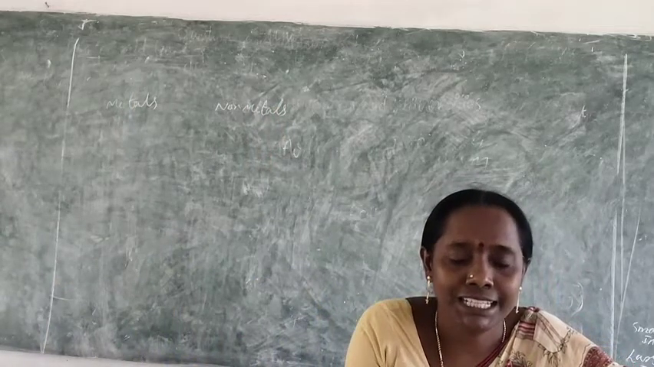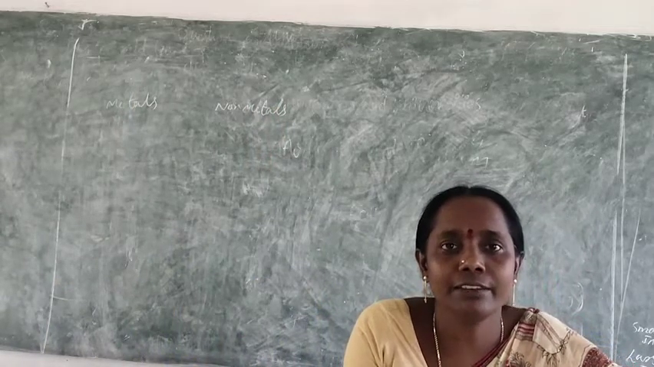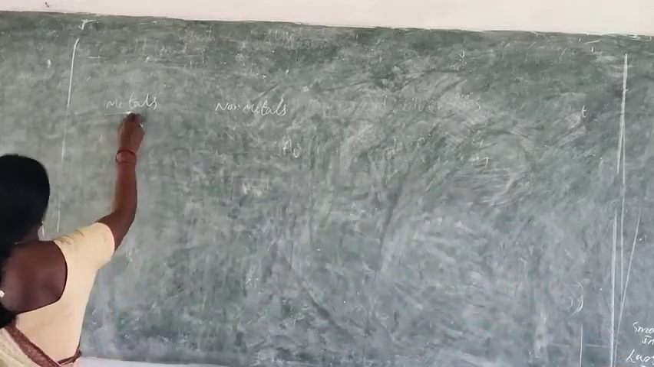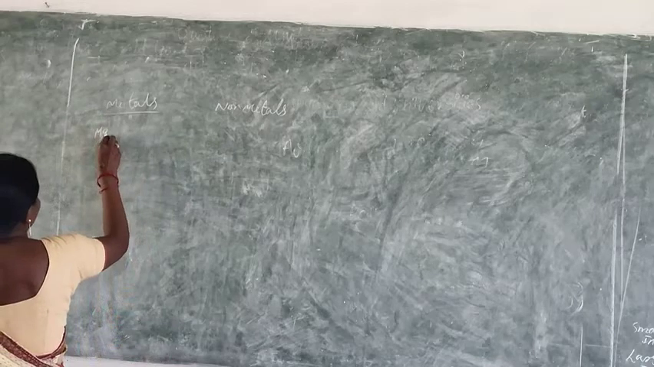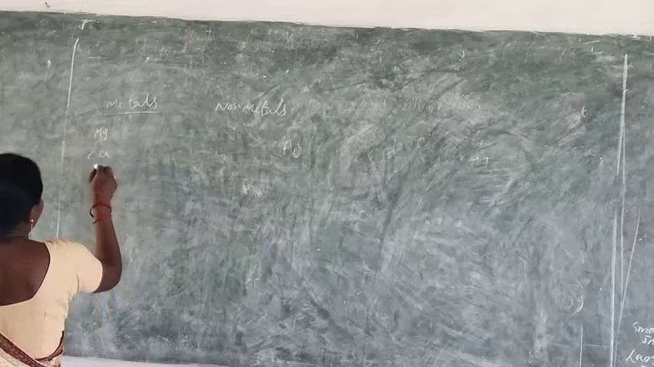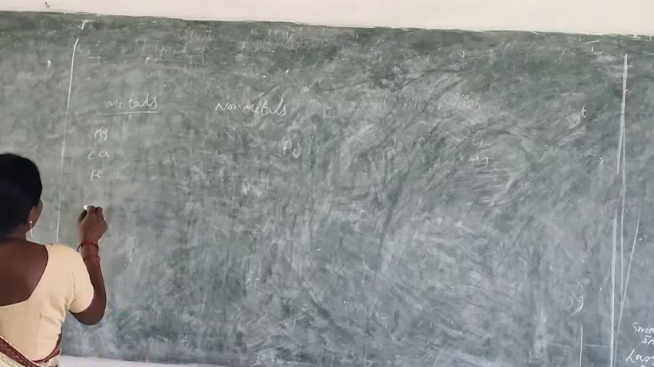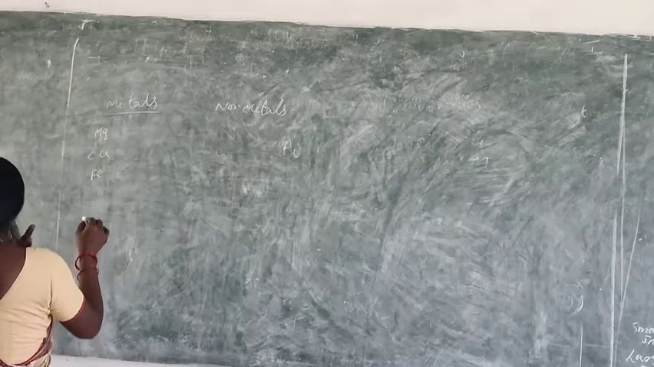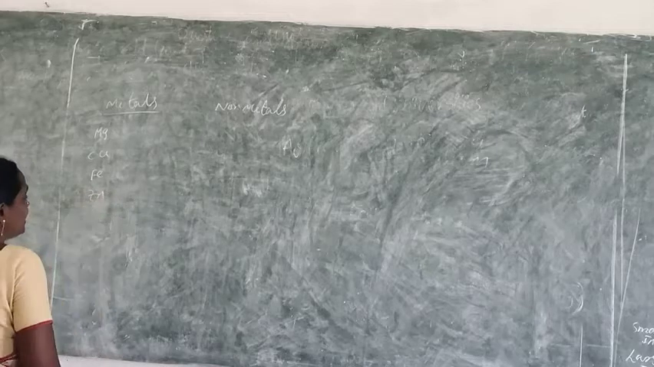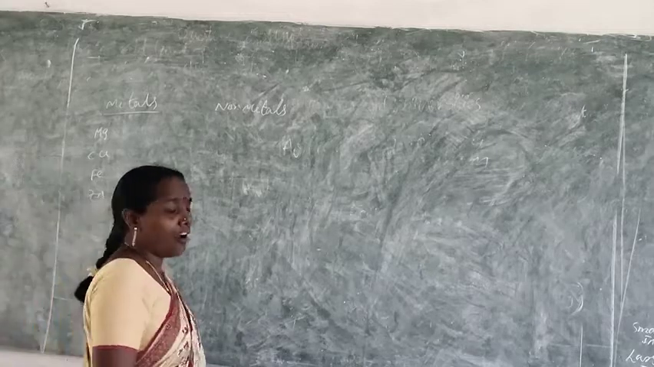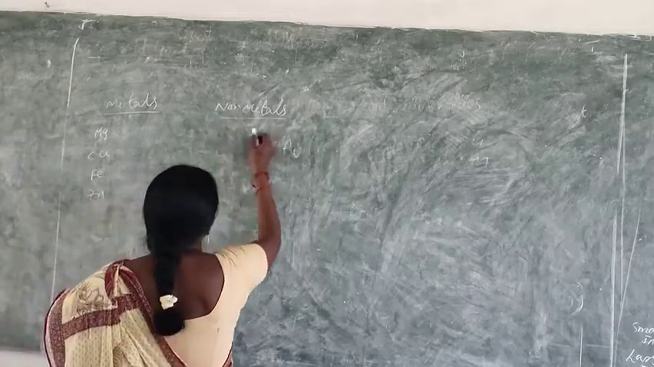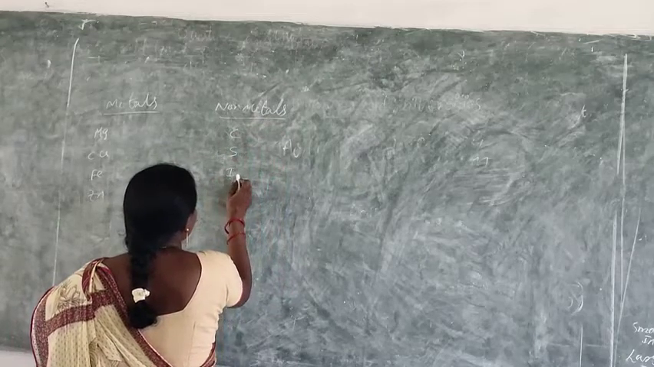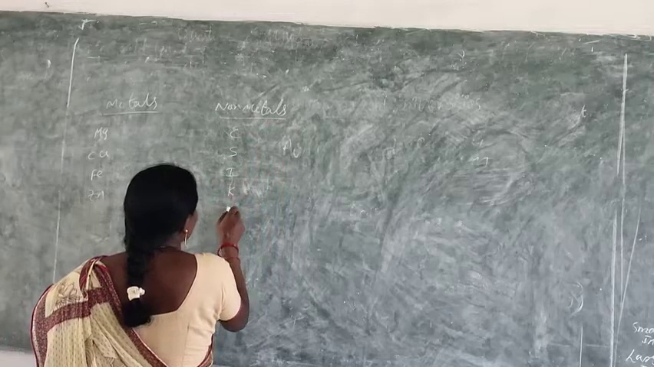Metals: copper, zinc, iron, magnesium. Magnesium, copper, iron, zinc. These are some metals. And non-metals: carbon, sulfur, iodine, potassium, sodium.